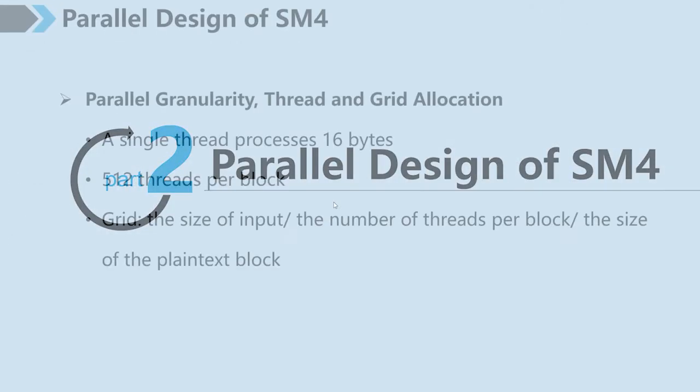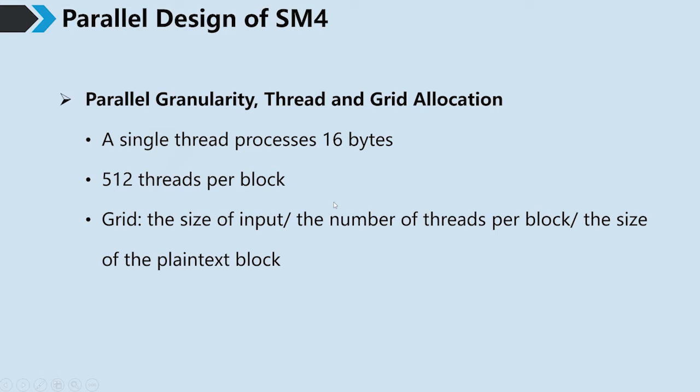Next, I will introduce the parallel design of SM4. About the parallel granularity, thread and grid allocation. Through the computation of fine-grained and coarse-grained designs, it's found that the performance of coarse-grained thread scheduling is better. That is, a single thread processes 16 bytes.